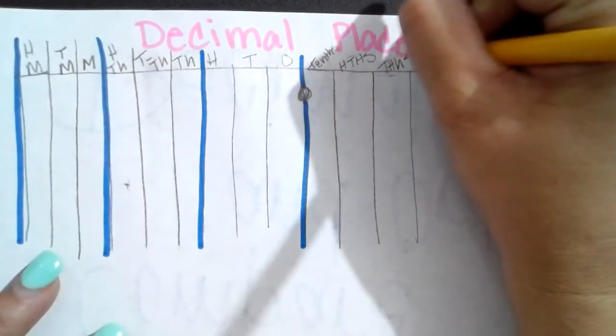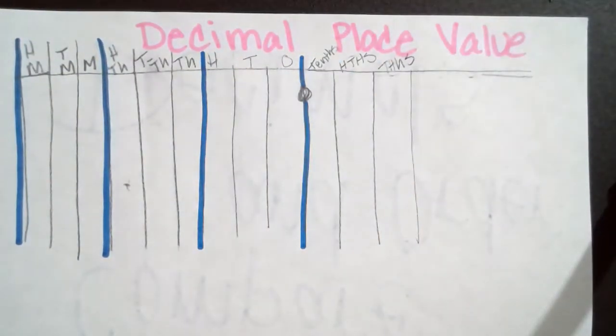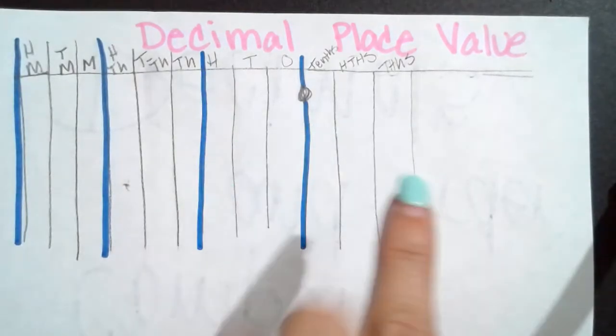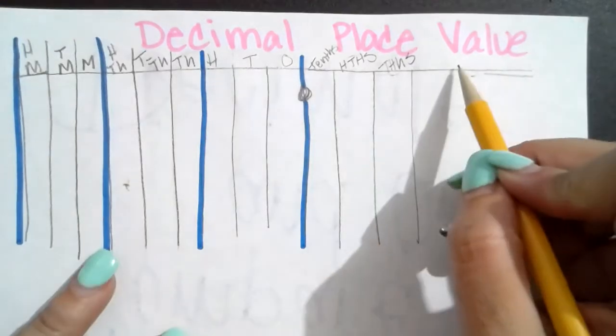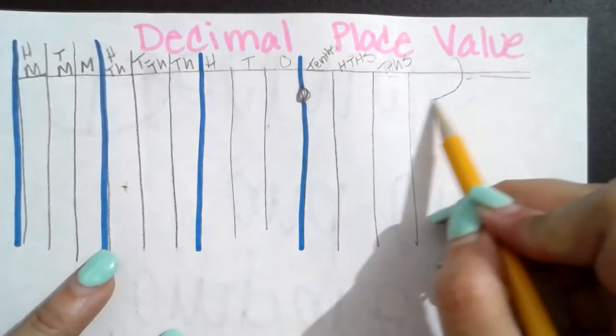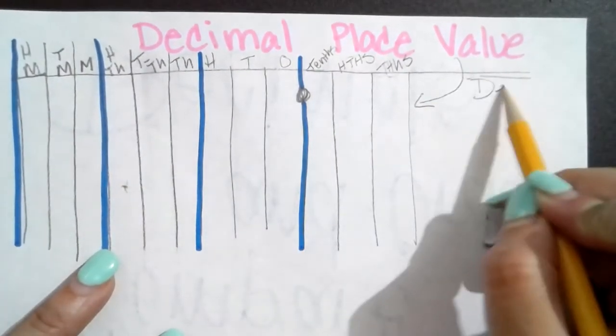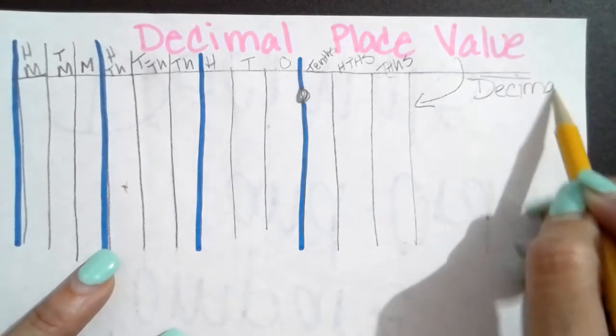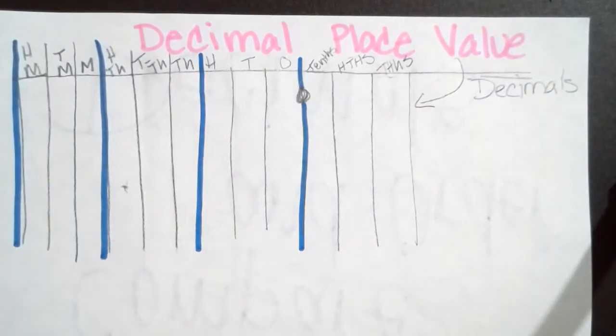Okay, and we could go on, but what I'm really concerned with now is that you understand that these are all decimals. And they go on forever as well. You write that right there. Decimals. Okay? And they would just go on and on and on and on.